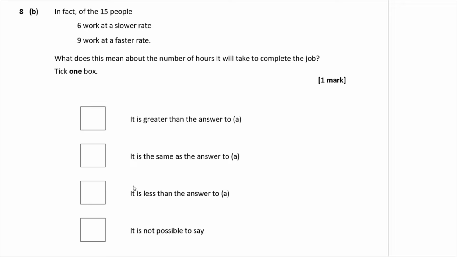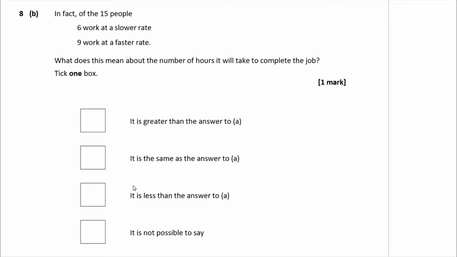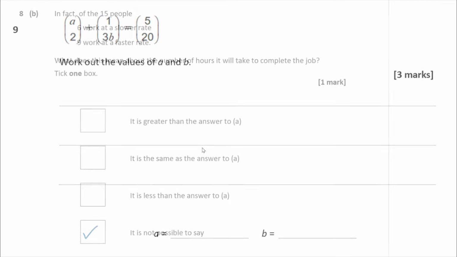So there was one more option at the bottom that was just hanging off the bottom of my page there, and that is it's not possible to say, and that is what I'm going to tick. It is just not possible because we don't know the relative speeds of those 15 people.